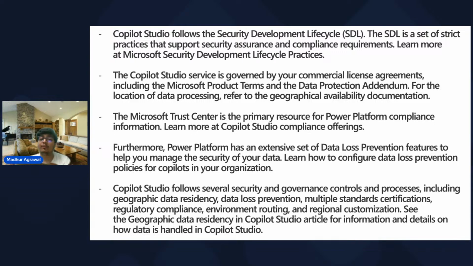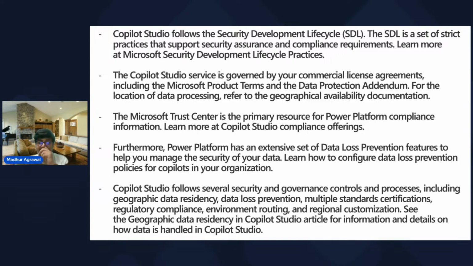Then Copilot Studio follows several security and governance controls, including geographical data residency, data loss prevention, multiple standards certifications, regulatory compliance, environment routing, and regional customization. So if you are residing in a different geographic area where the data policies or data rules are different, you can govern accordingly. There are also data loss prevention rules that are put together so that your Copilot can behave accordingly.